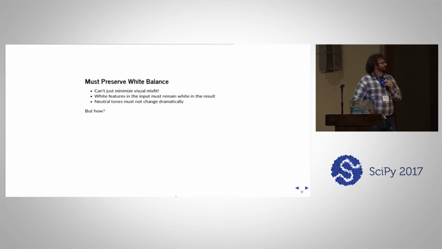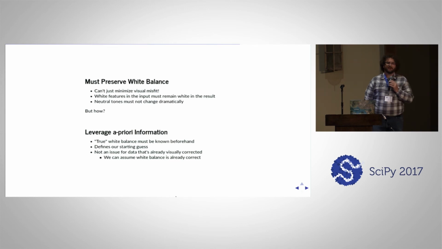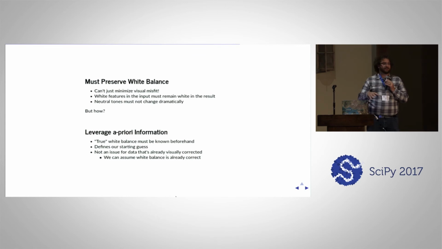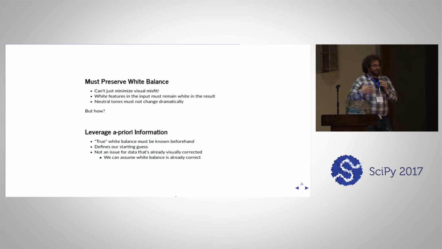All right, here's the other thing. We want to preserve the white balance. There are a couple ways we can do it. All of them have to leverage a priori information we know about the image. So we have to know what the white balance is. For raw data, that's kind of tough. For data that's already visually scaled, you can assume that if we put in 255, 255, 255, we'll get white. For raw data, you can't assume that. Fortunately for our satellites, we have that information, so for each satellite, we can use that.